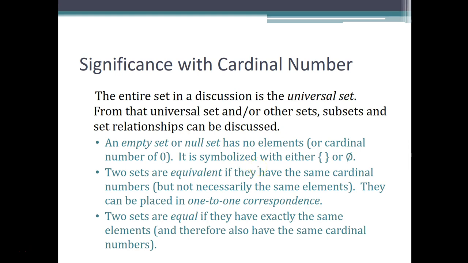Two sets are equivalent if they have the same cardinal numbers, but not necessarily the same elements. They can be placed in one-to-one correspondence. Two sets are equal if they have exactly the same elements and therefore also have the same cardinal numbers.